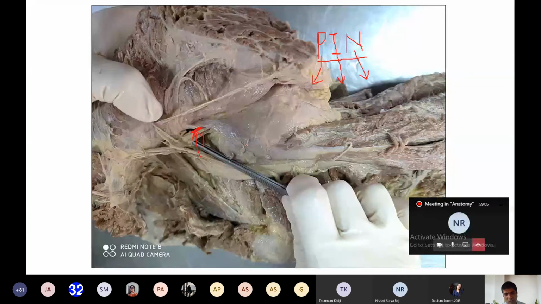Already it has been taught to you, isn't it? It supplies the perineal region. So many structures there in the perineal region, the genitalia, are supplied by the pudendal nerve. So this is the importance. And we can even do a pudendal block here.